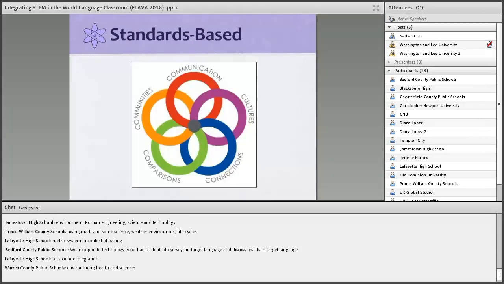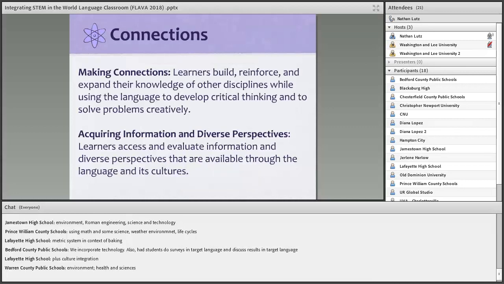So something that I like to talk about when dealing with STEM is that it is indeed standards based in the world languages classroom if we think about the connections standard. The first one is making connections, in which learners build, reinforce, and expand their knowledge of other disciplines while using the language to develop critical thinking and to solve problems creatively.